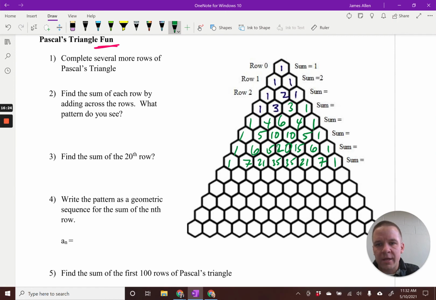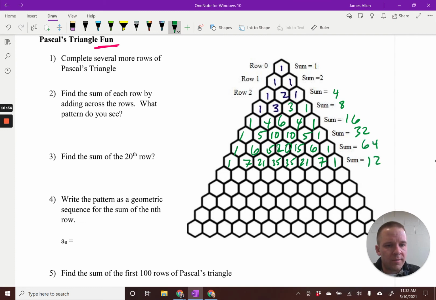So find the sum of each row by adding across the rows. What pattern do you see? Well, the first one's 1, the second one's 2, then it's 4, then it's 6, 7, 8. Then I have 10, 15, 16. And then I have 20, 32. Okay, this is interesting. I'm starting to see something. And then we've got 20 plus 30 is 50, 62, 63, 64.